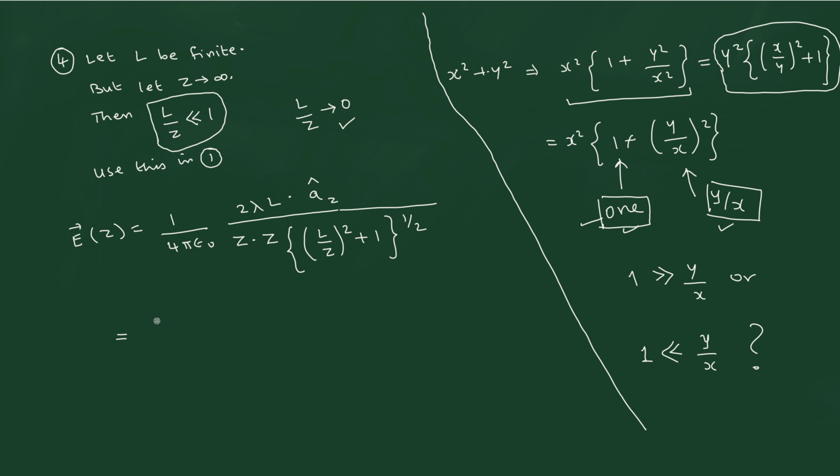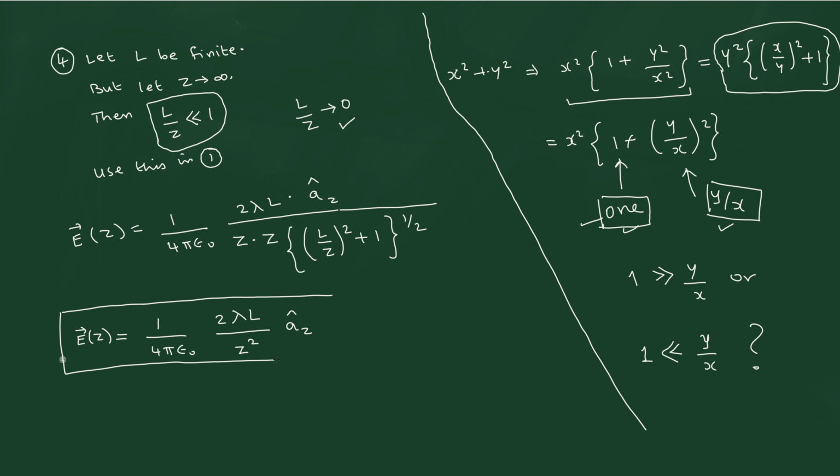Then we will be getting 1 divided by 4 pi epsilon 0 into 2 lambda L divided by Z square into AZ. And well, that's fine. Now we can understand further. Let me put a box for the time being. Once again, I am not cancelling this 2 and 4 because 1 by 4 pi epsilon naught is something, let it be there. So that will be more comfortable. And this is your equation number 3.